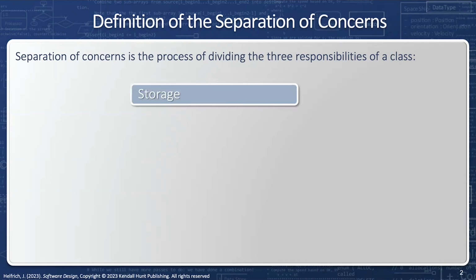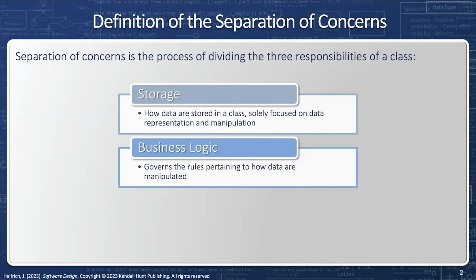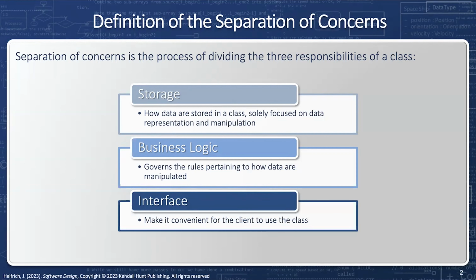We're going to start with the storage, and this is going to store all the data the class is meant to represent. Next, we're going to have the business logic, and this is the rules governing the management of that state. And finally, the interface, and this is a convenient interface so the client can integrate this class into their application. Now, it's one thing to separate these concerns. The second thing is how do you put them all together? And that's what we're going to talk about today.